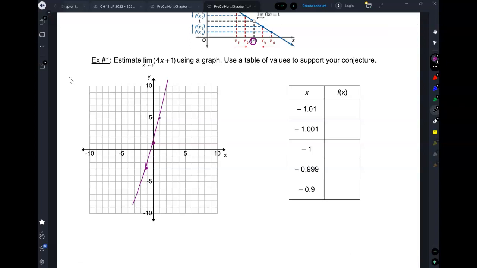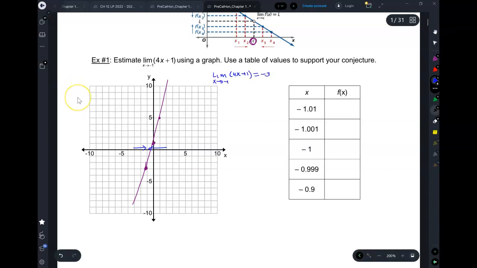as x approaches -1, we want to see where the y value is approaching. It looks like here it's approaching this value of -3. As I get close to -1 from the left, and as I get close to -1 from the right, do you see how from the left the y values are going down to -3, and from the right they're going up to -3? So we say the limit of 4x plus 1 as x approaches -1 is -3.